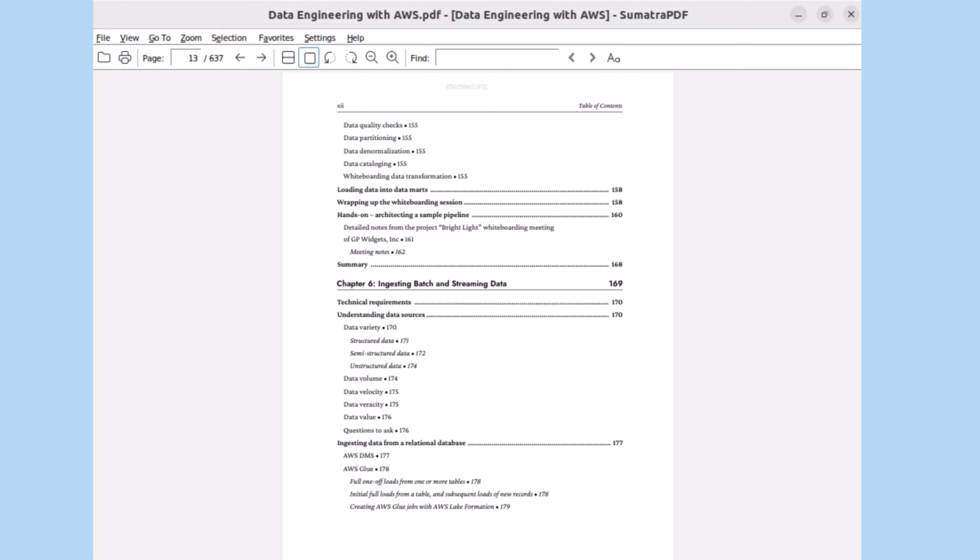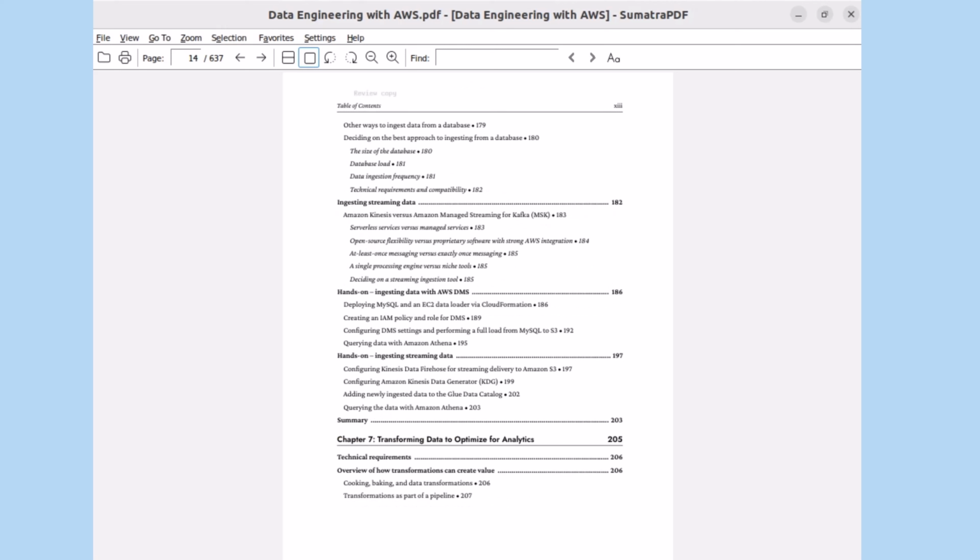You look into understanding your data sources, where your data is coming from. And when it comes to relational databases, how are they supposed to be taken into account? Leading into streaming data, DMS, and a hands-on overview. That takes us further into chapter 7, transforming data to optimize your analytics.